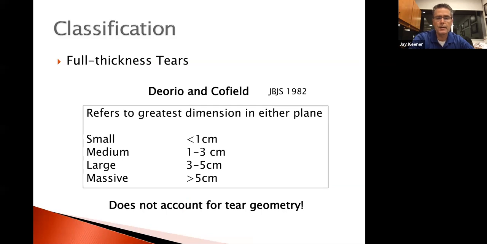In terms of full thickness tears, the most common classification that we use was proposed by DiOrio and Cofield. And these were divided into small, medium, large, and massive tears based on size. Refers to the greatest dimension in either plane. And the other two common classifications for a massive tear would be a complete two-tendon tear or a tear of any size that's chronic and retracted to the glenoid rim.